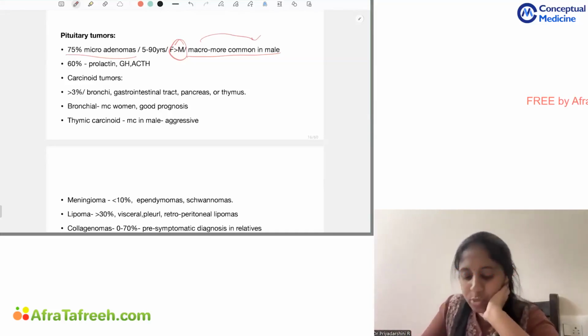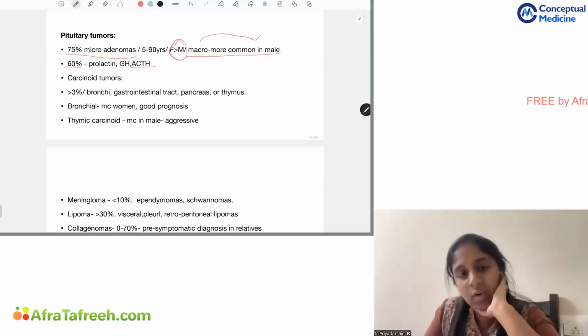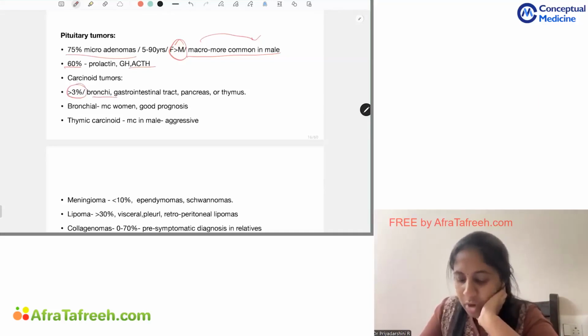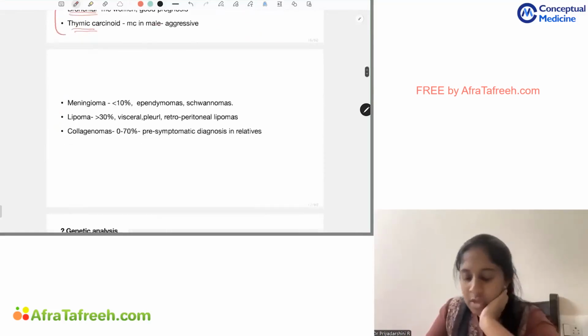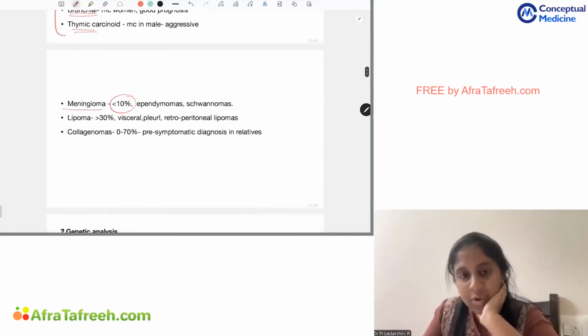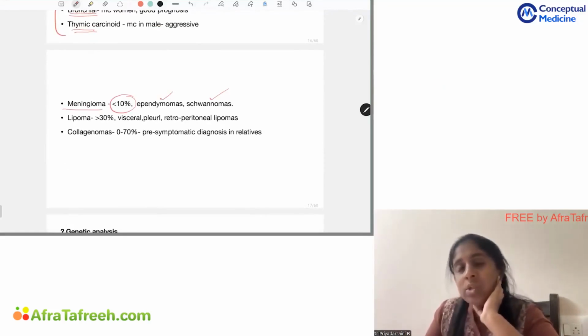60% would be prolactin, GH, ACTH. Even non-functioning pituitary adenomas are also very common. And carcinoid tumor, more than 3%, they will have bronchial, GI tract, pancreas or thymic carcinoid. And as I told you earlier, bronchial carcinoid is most common in women with good prognosis. Thymic or mediastinal carcinoid is more common in male and it's very aggressive. Meningiomas can happen in less than 10% of patients. You may even have neurofibromatosis-like features. Ependymomas, schwannomas can also be there.